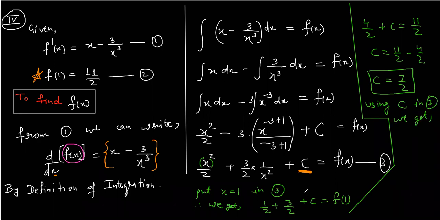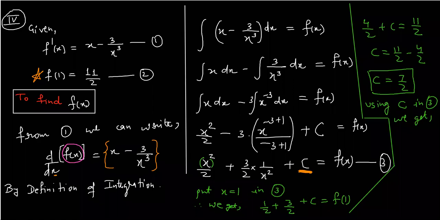You can check. So we will get f of x is equal to, therefore the final thing I will get, f of x is equal to x square by 2 plus 3 by 2 x square plus 7 by 2. x square by 2 plus 3 by 2 x square plus 7 by 2. This is f of x.